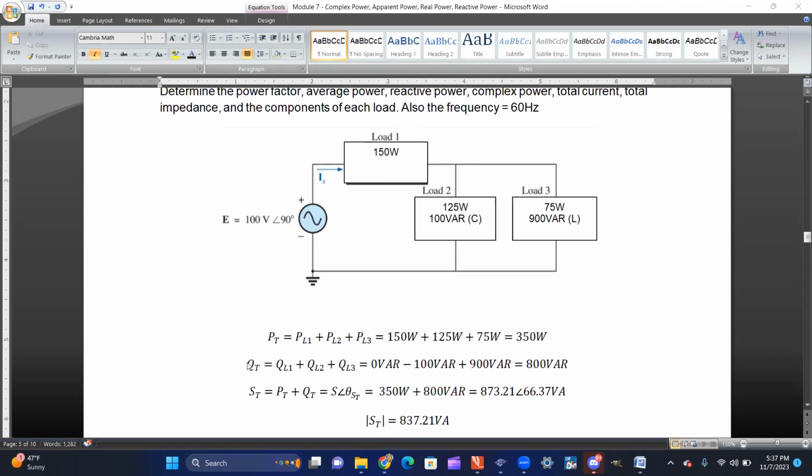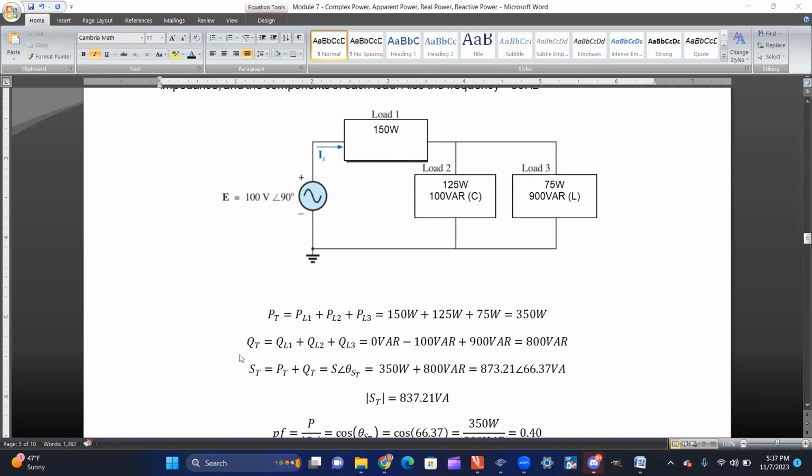Now you can add your reactive power, which is QL1 plus QL2 plus QL3. Do we have any reactive power in load 1? No, so it's 0 VARs. What about this one right here? This is going to be negative, so you're subtracting 100 VARs. And then this is adding 900 VARs, which equals 800 VARs. Now you have your total power and your total reactive power.